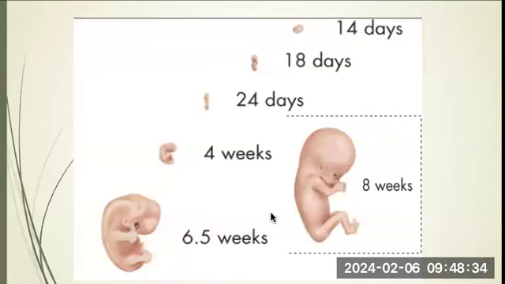Here's another picture of embryonic growth. So 14 days, really, really tiny. And at 8 weeks, we start to see what resembles a human being.